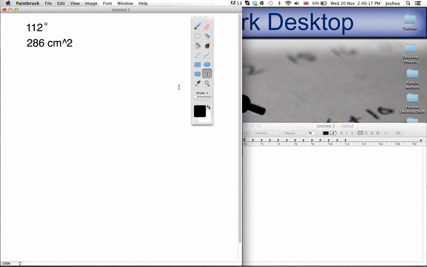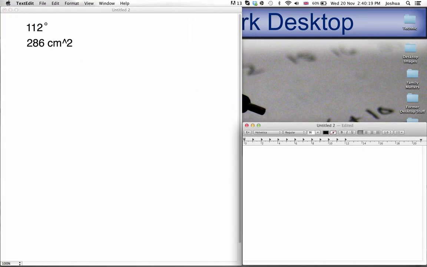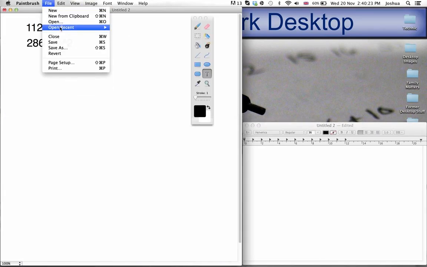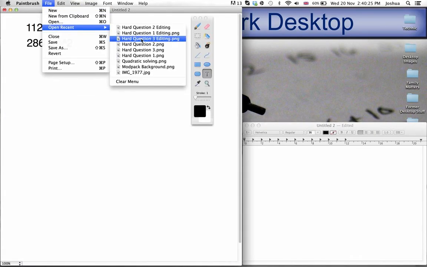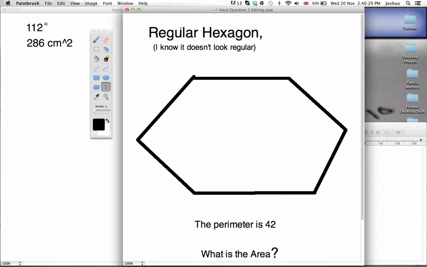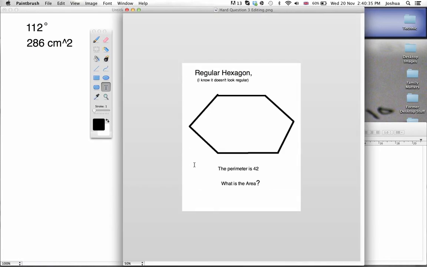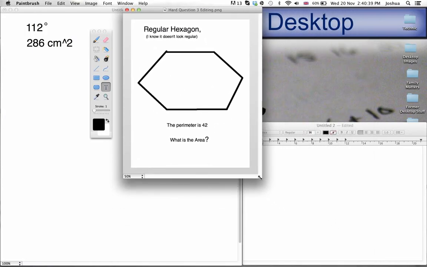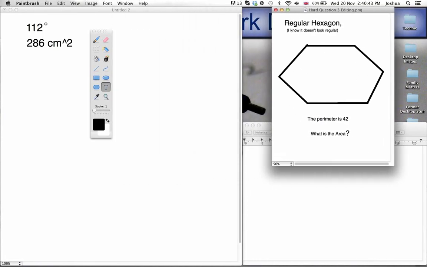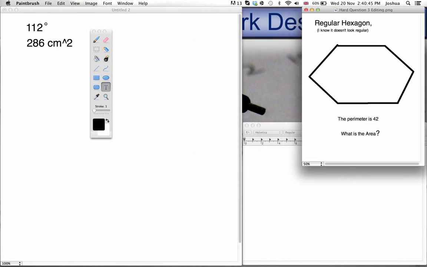Now we're going to do the third question, the harder one of all of them. File, open, research and question 3. Good. You guys remembered this one. It's meant to be a regular hexagon. No, it doesn't look regular, but just ignore that, guys. It's portrait, not ideal, but okay. Maybe we can live with this.